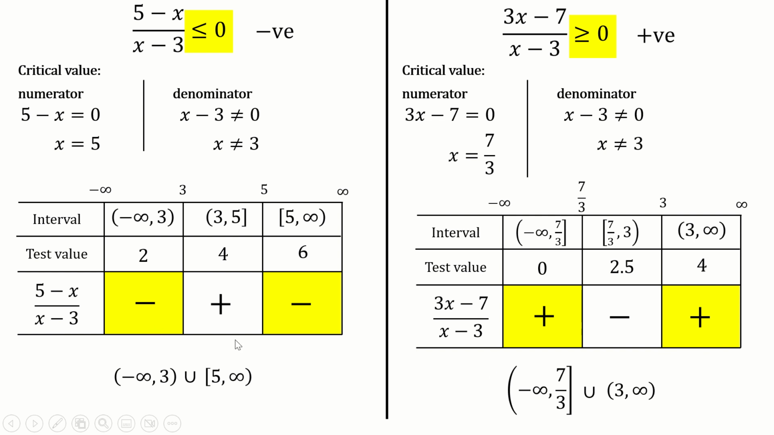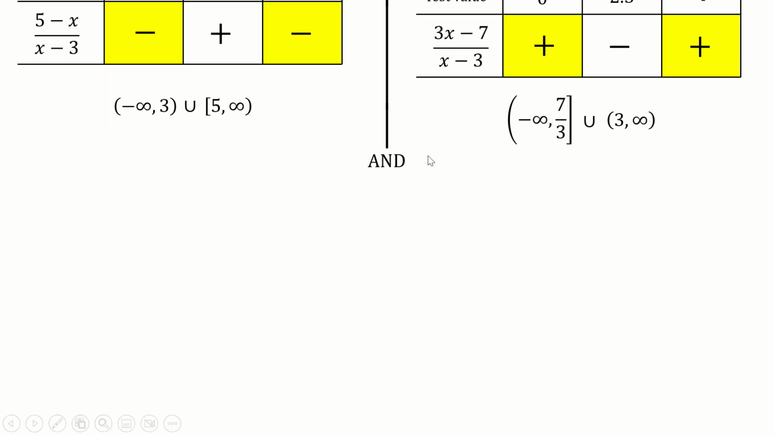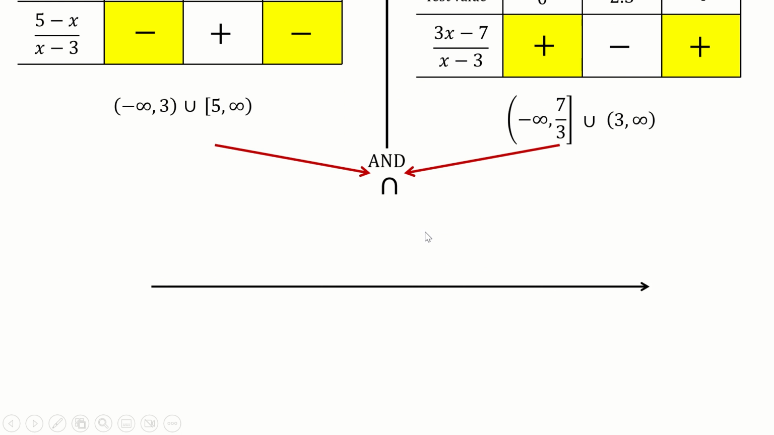Alright, so now we have these two solutions, for the left and right side. We must combine these two solutions. Since this is an 'and' inequality, we must combine with the intersection operation. To do the intersection, we must use the number line. First we draw the number line for the inequality at the left side, or before that we just put the numbers involved here: the smallest is 7 over 3, and then we have 3, and the greatest is 5.